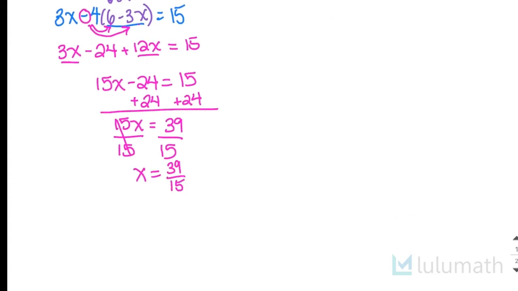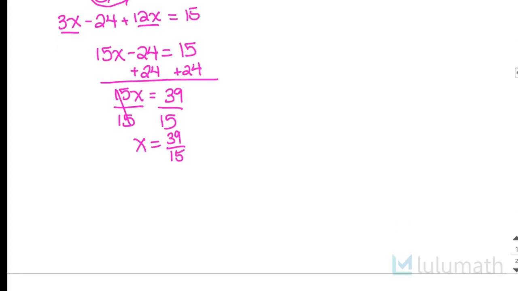Now, 15 does not go into 39 evenly. So what I'm going to do is look for a common factor. What can I divide 39 and 15 both by? Well, they're both evenly divisible by 3. So 39 divided by 3 is 13. 15 divided by 3 is 5. So that means that x is going to equal 13 over 5.